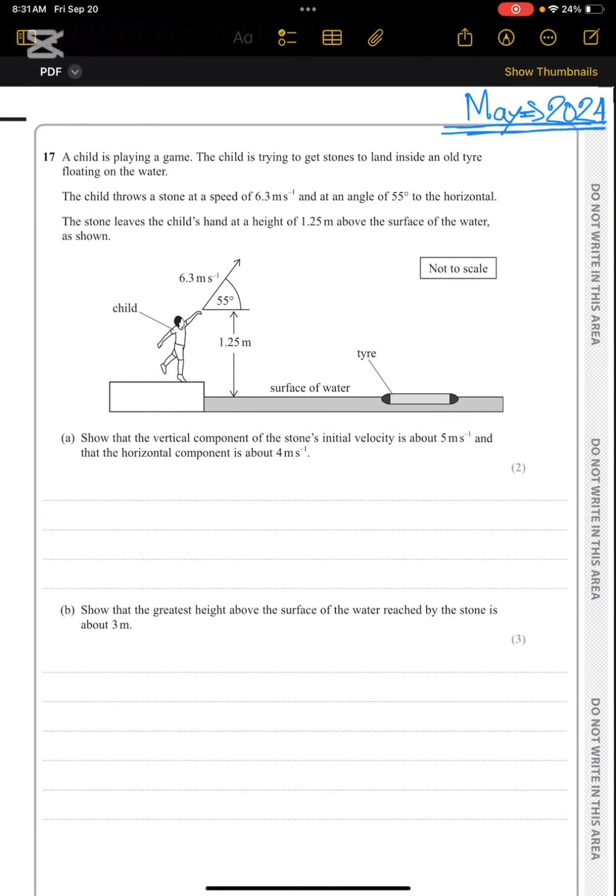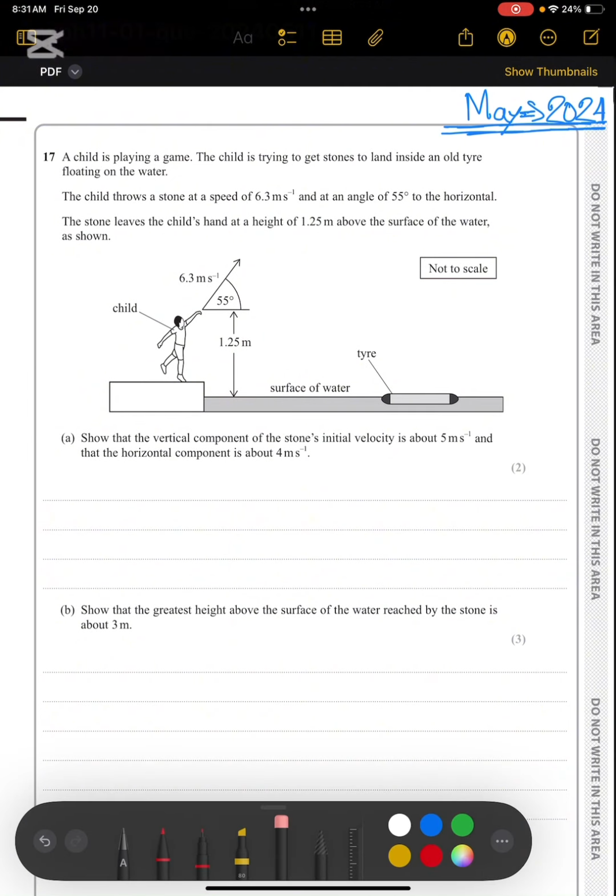Hi guys, assalamu alaikum. Today we will solve a projectile motion question from the year May 2024. This is a projectile motion question which came in the year May 2024. Question number 17.